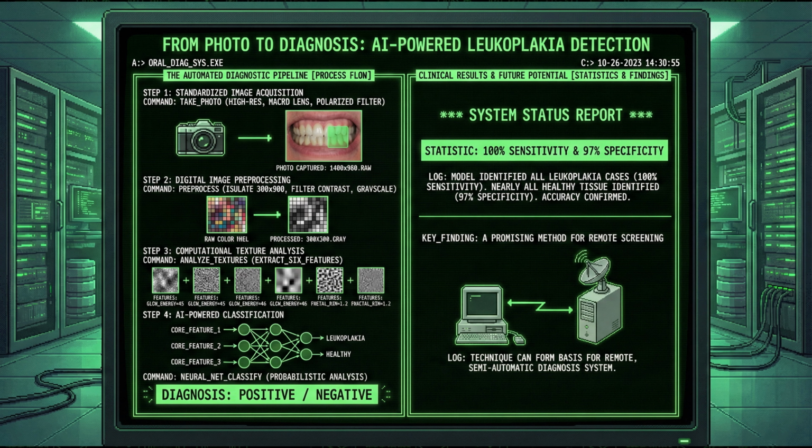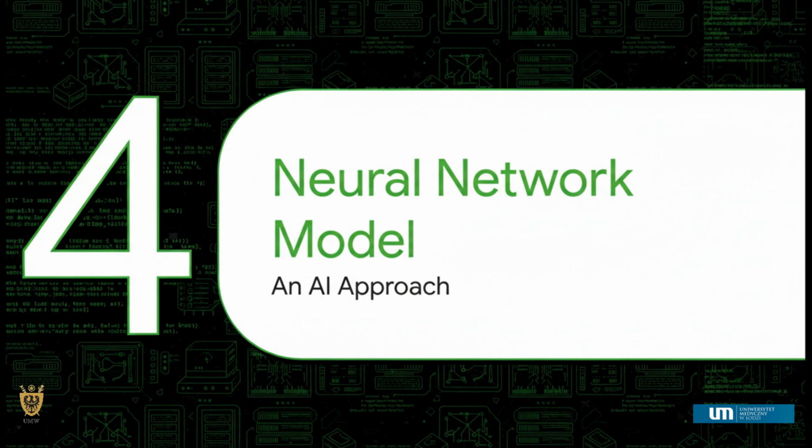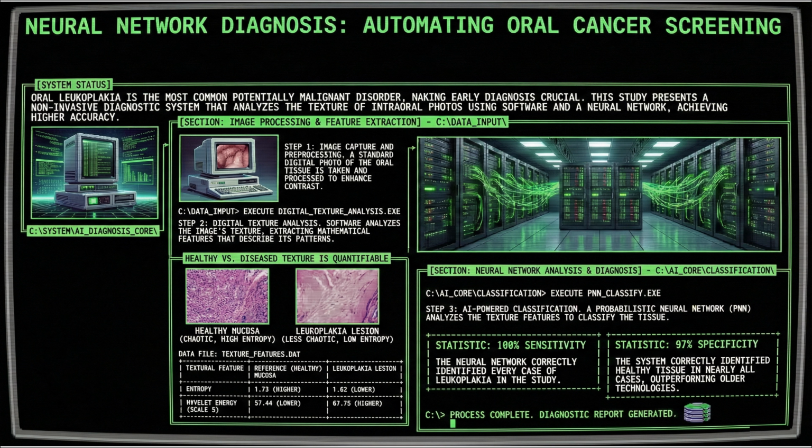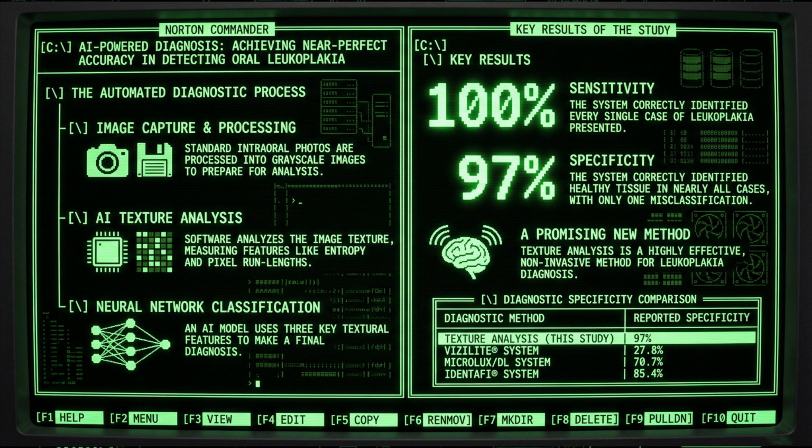So once you have that clear signal, you need a way to make a decision based on it. And that is where artificial intelligence comes into the picture, using something called a probabilistic neural network. You can really think of this neural network as the brain of the operation. Its job is simple. It takes those three key textural features as its input. It's been trained to recognize the patterns in those numbers, and then it makes the final call: normal tissue or leukoplakia. Of course, this is all great in theory, but the million-dollar question is, does it actually work?